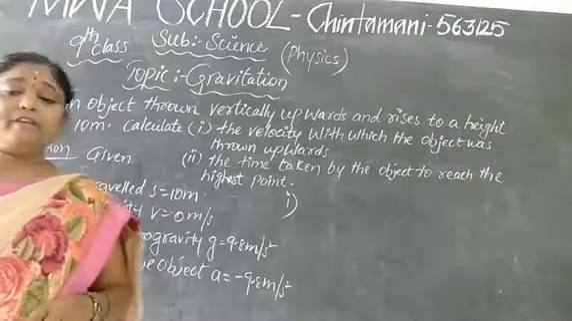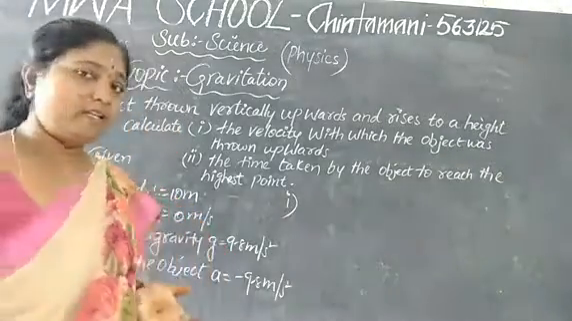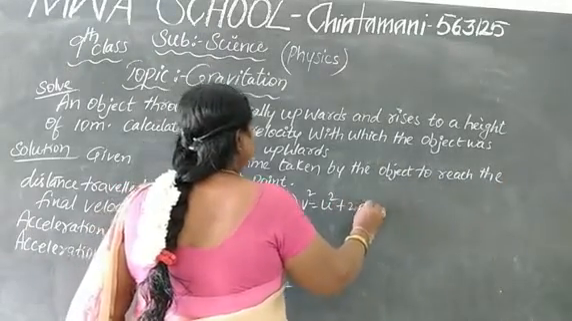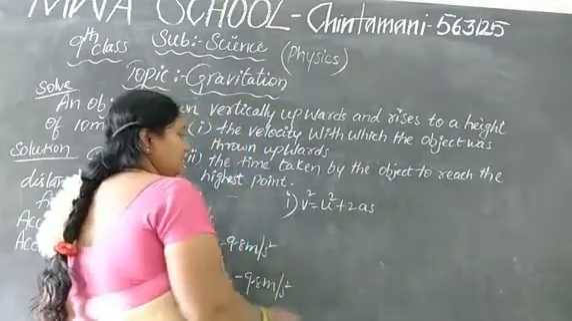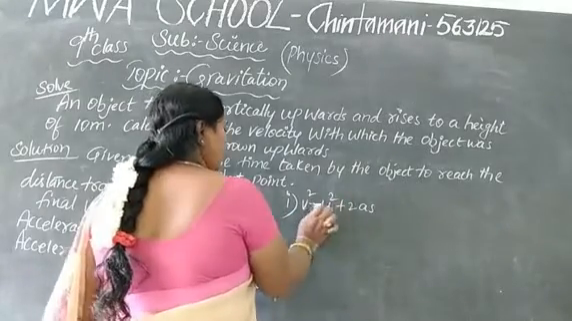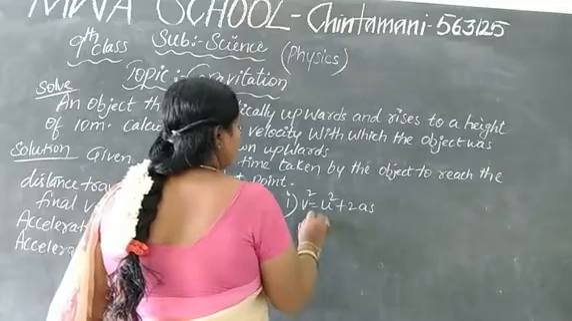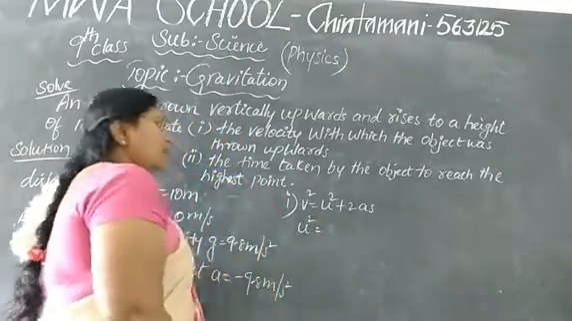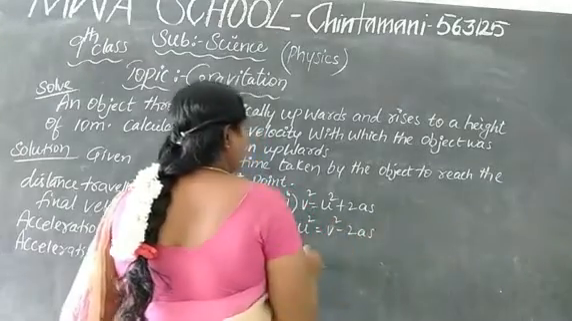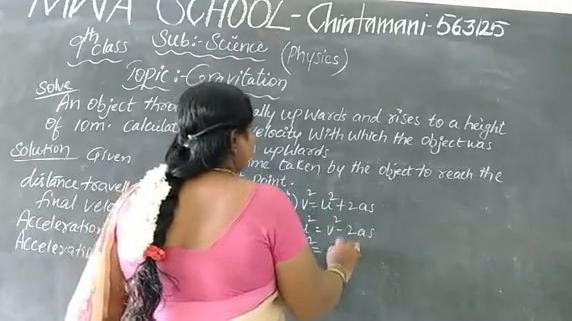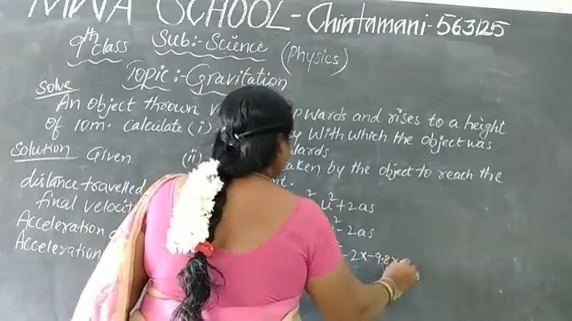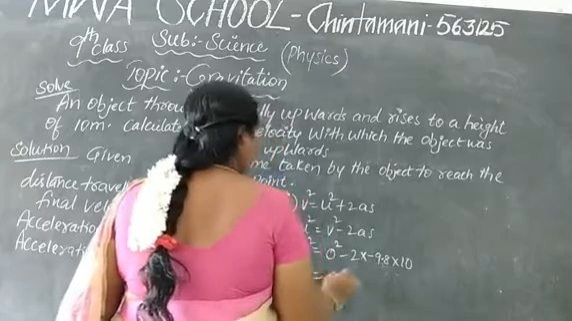What do we have to find? We have to find the velocity. What's the formula for us? V square is equal to U square plus 2AS. Just substitute the values. V square is 0 square, or take U aside, children. U square is equal to V square minus 2AS. Then U square is equal to 0 square minus 2 into minus 9.8 into S value is 10. Substitute.